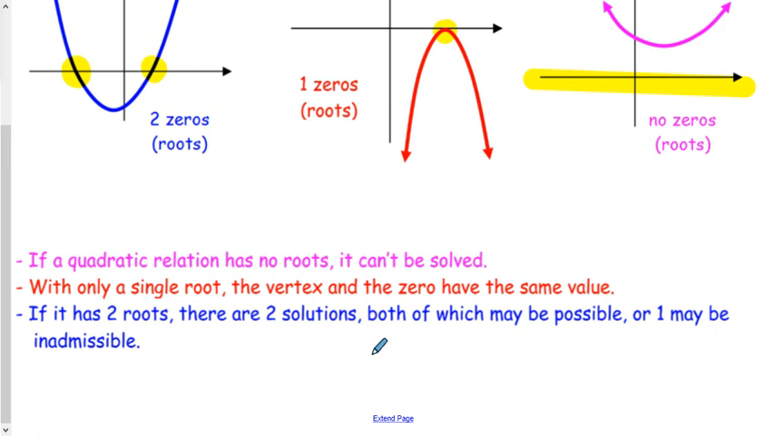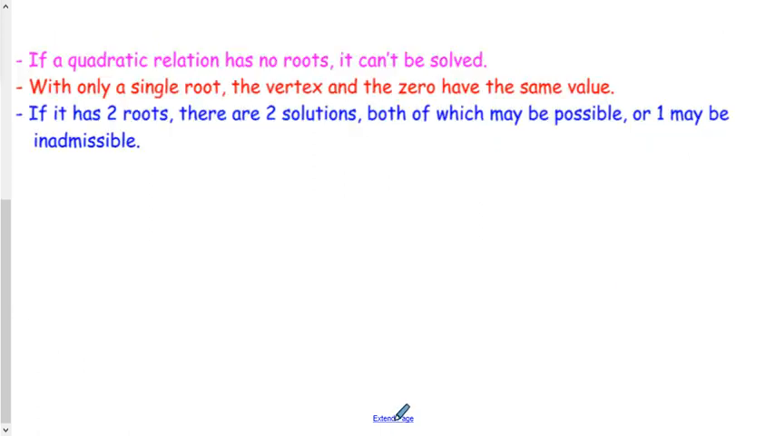Go ahead into your calculator right now and try and take the square root of a negative number. Say -1, square root of -1, and see what your calculator says. Your calculator is going to have some problems with it. It's going to say it can't do it. So we could have a quadratic relation that has no zeros, no roots. It can't be solved. If we've got a single root, that means our vertex and our zeros are the same thing. If it has two roots, there are two solutions, both of which can be possible, but one of them may be inadmissible. Now, what do I mean by inadmissible?